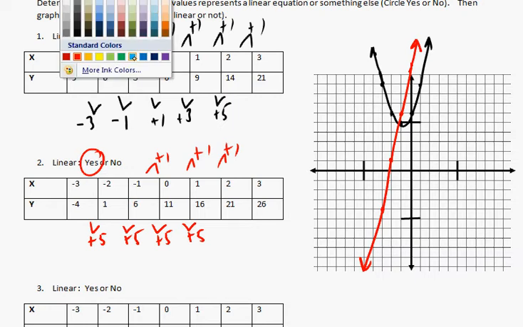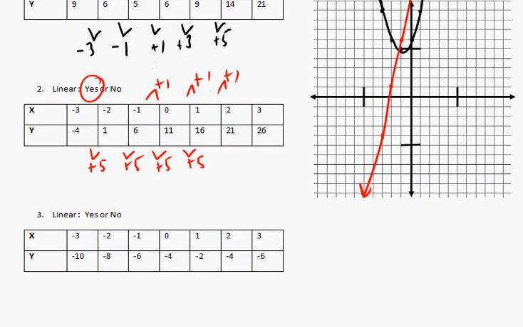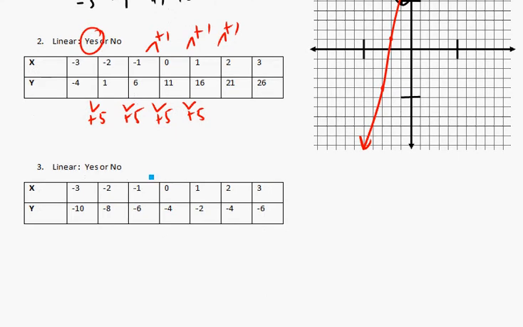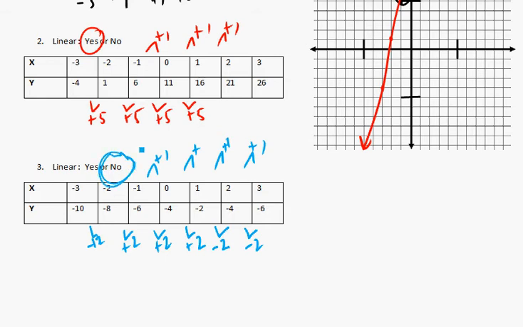Let's take a look at the last one, number 3. So, again, we see that the x's are all increasing by 1. And if we take a look at the y's, we see that these are increasing by 2, increasing by 2, increasing by 2, increasing by 2, but wait, we can see here now these values are decreasing by 2, which means that this will not be linear. Let's see what the graph looks like.